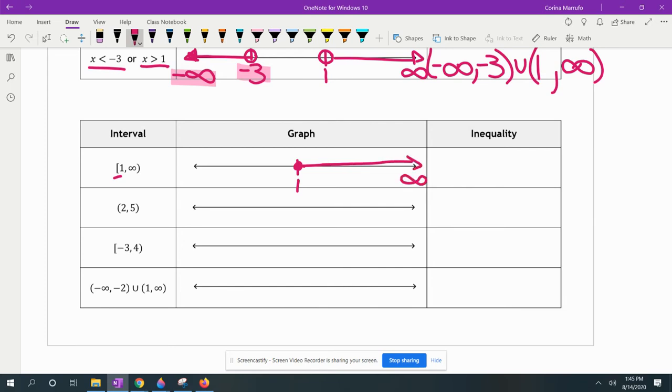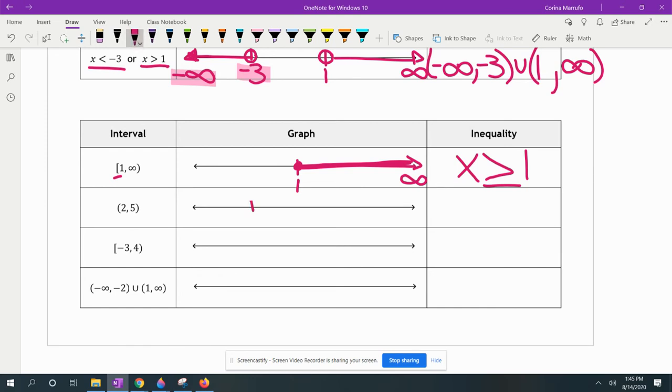So on here, we have the interval, so we're writing the inequality. So it's 1 and all the numbers that are greater than 1. So x is greater than 1. And then it's also going to be equal to. Okay, and the reason that it's equal to is because it has a bracket here that we saw, and we used a closed circle. All right, next is going to be 2, 5.